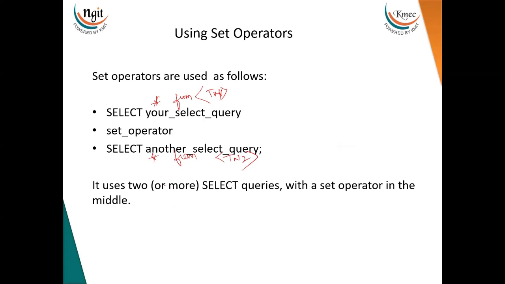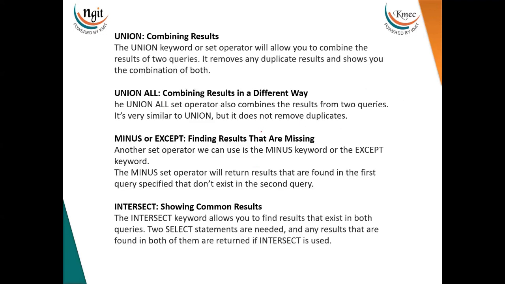So it uses two or more select queries with a set operator in the middle. Here we are using any of the set operators. It might be a union operator, or an intersect operator, or an except operator. Or you can also use the union all operator. Let us see the difference between all these operators in the next slide.